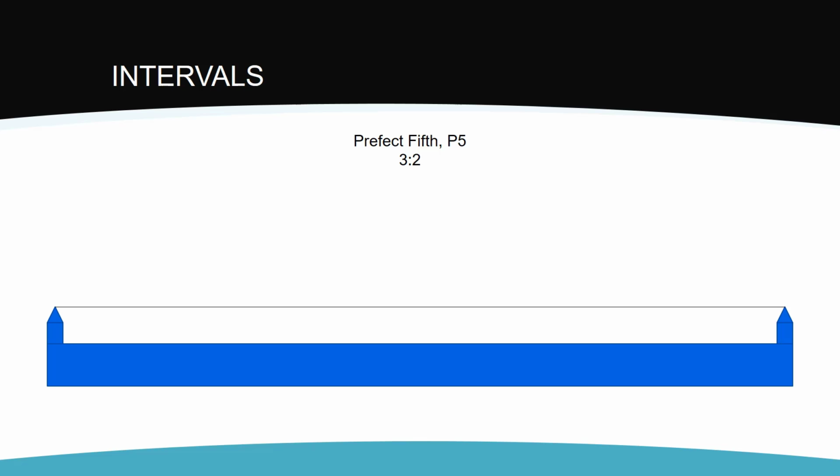If we return to the monochord, and this time divide it into 3 equal parts, and place a bridge on one of those nodes, and play the side of the string that is equal to 2 of the 3 equal parts, we will get a pitch that is a fifth higher.